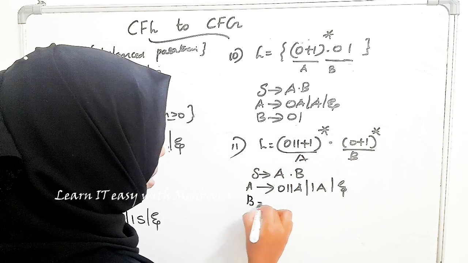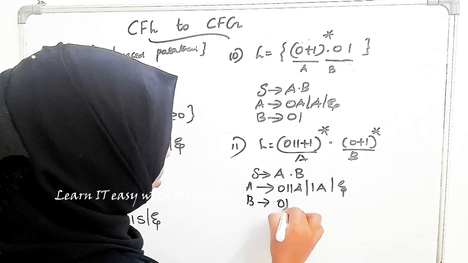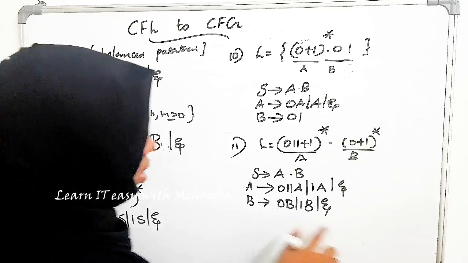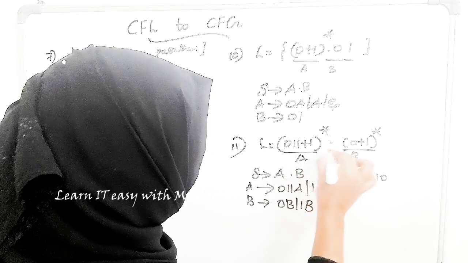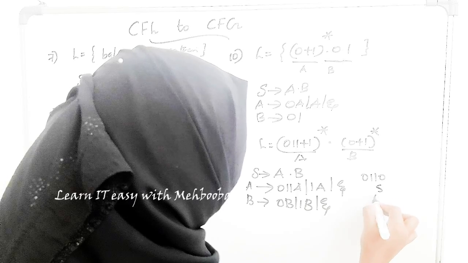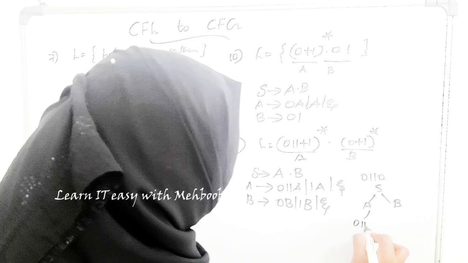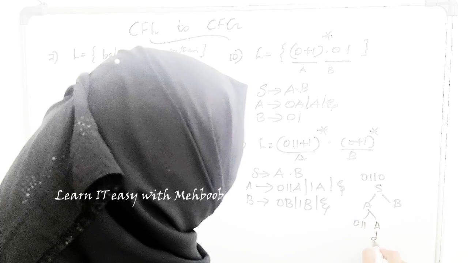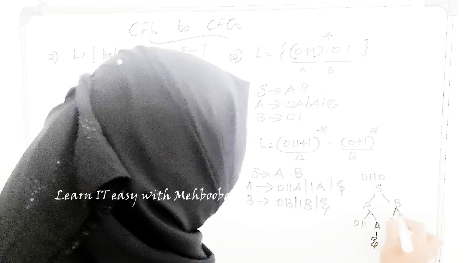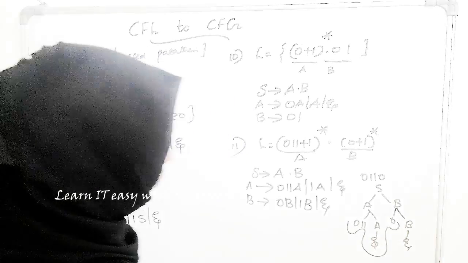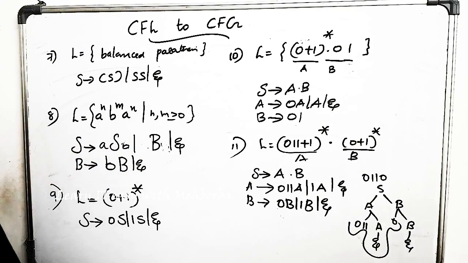Now for B it is (0+1)*. So 0B or 1B or epsilon. So this will do. Let's take an example, 0 1 1 0, isn't it? 0 1 1 from this and 0 from this. Let's see. S gives AB. Now A is 011A, I am substituting epsilon for A. B is 0B, and I am substituting epsilon for B. Yeah, 0 1 1 0. So this is how you can get this.